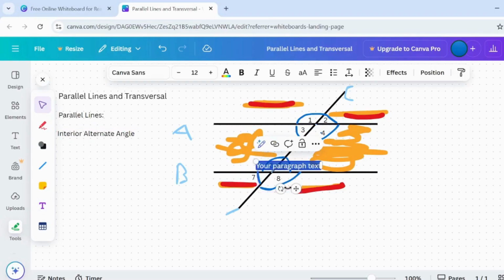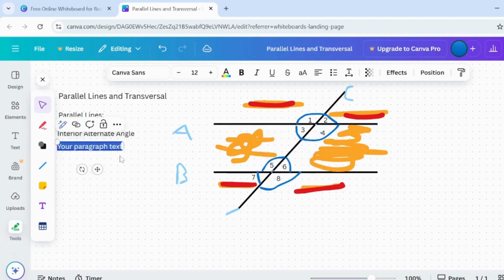Next, we look at exterior alternate angles. These also use the same logic as interior alternate angles. As I told, interior alternate angles are in the interior region, on alternate sides. But exterior alternate angles lie on the exterior region of the parallel lines and on the transversal. So here angles 1 and 2 are exterior angles and 7 and 8 are exterior angles.